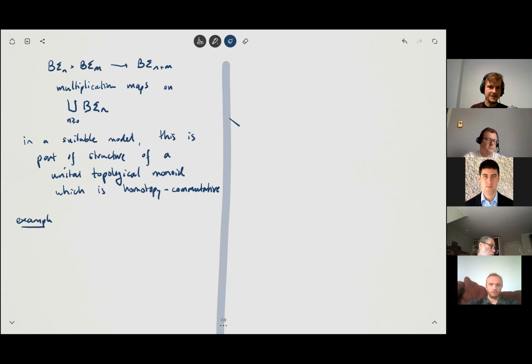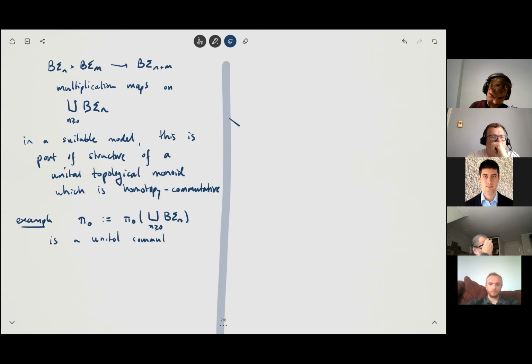So let's look at one of the consequences of this. Well, one of the consequences is that pi 0 of this space is a unital monoid, which is also commutative. And what is it? This is just the natural numbers with the usual addition. Okay. Nothing super exciting. But we'll use this crucially when identifying the stable homology.